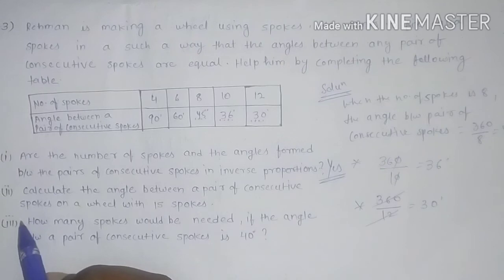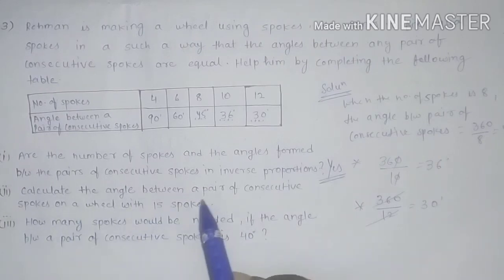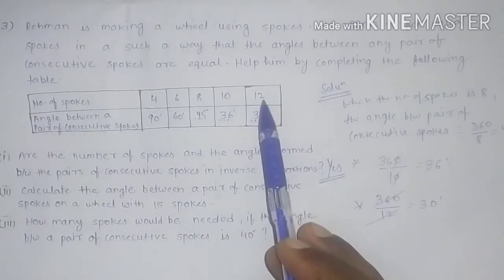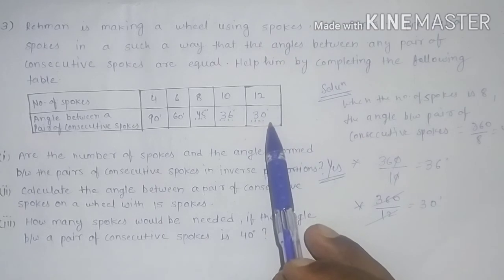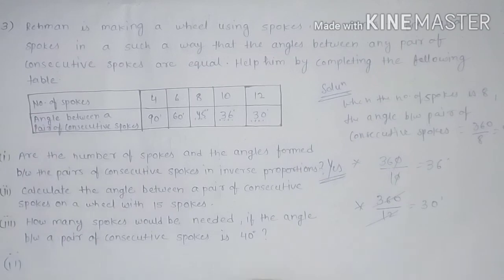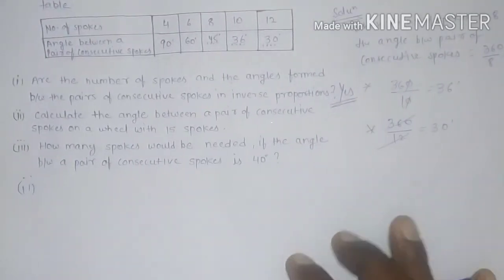Second question. Calculate the angle between a pair of consecutive spokes on a wheel with 15 spokes. Okay, so the number of spokes is given here, 15. So what will be the angle between a pair? So simply just write here, just find it.